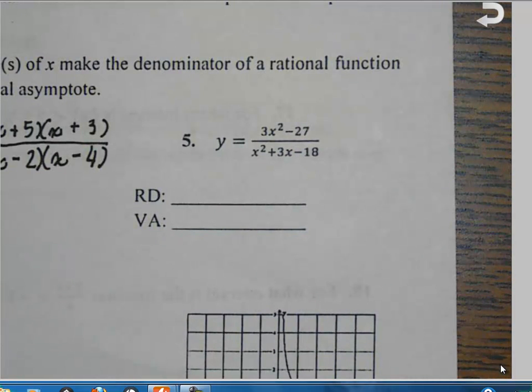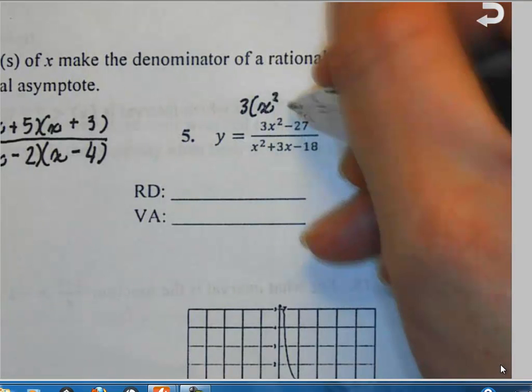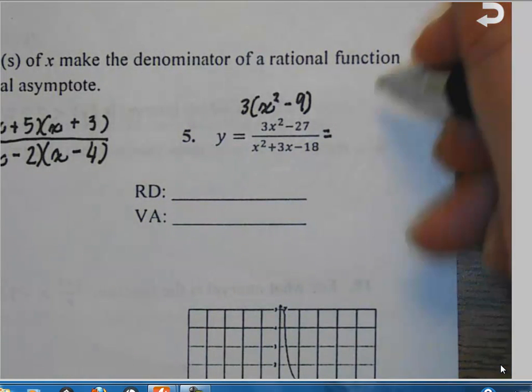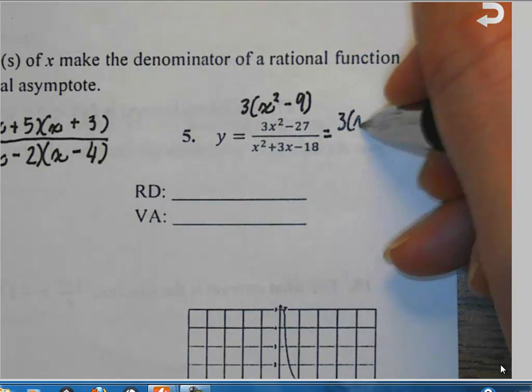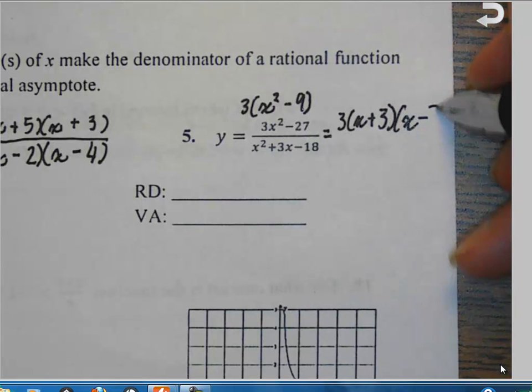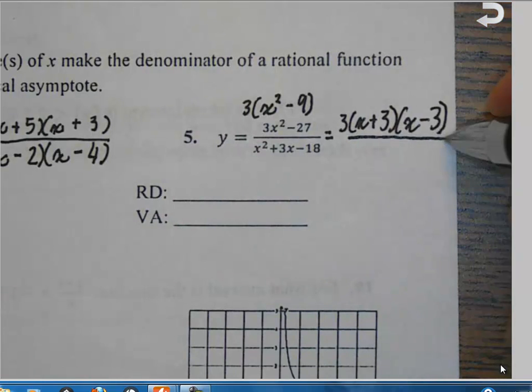Now the third one is a little bit different. You recognize that the numerator is actually 3 times x squared minus 9. Well, x squared minus 9 is a difference of squares, and that is then 3 times (x plus 3)(x minus 3). We only have one 3, so don't worry about that. 3 is the leading coefficient, which tells you the horizontal asymptote but doesn't tell you the vertical.